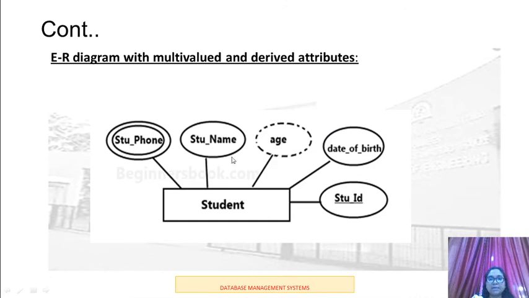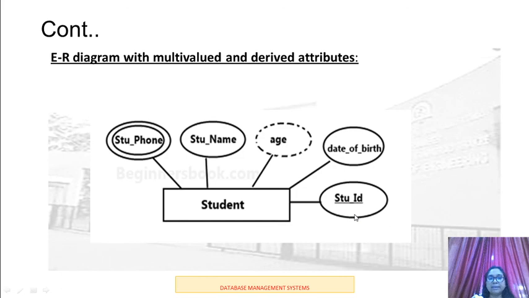This is again one example. Student phone number is a multi-valued attribute because a student has multiple phone numbers. Student name. Then age is the derived attribute, that is why it is the dotted line, because we derive the age from your date of birth and it is represented with dotted lines. Then date of birth is a stored attribute. Once you have saved this date of birth, it is a single value, we cannot change it. And student ID with underline represents the primary key.